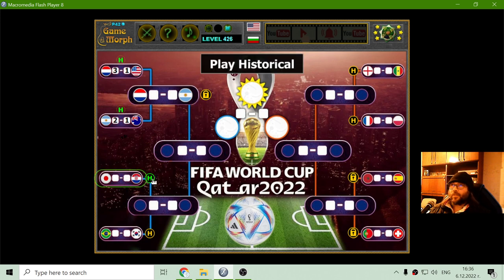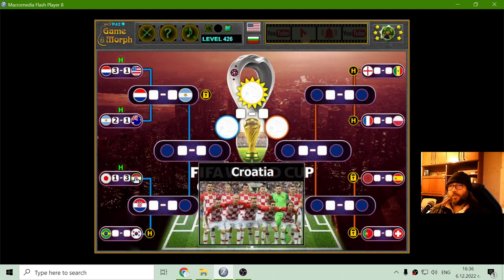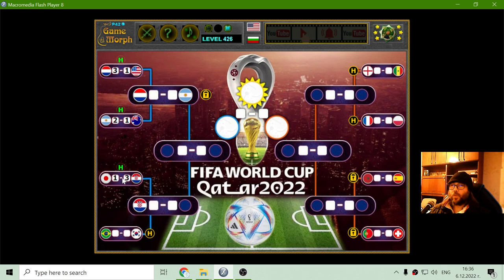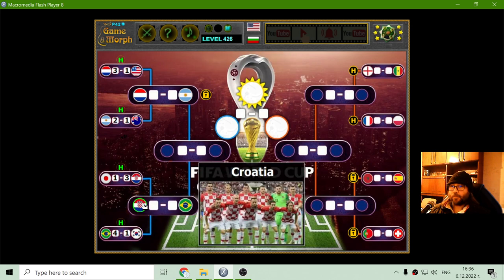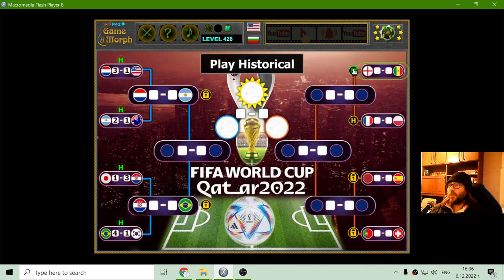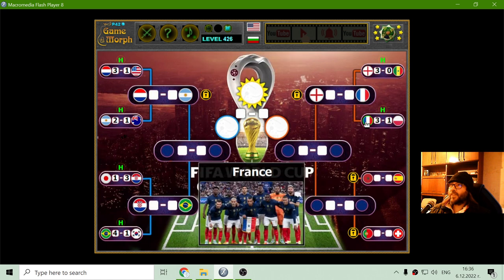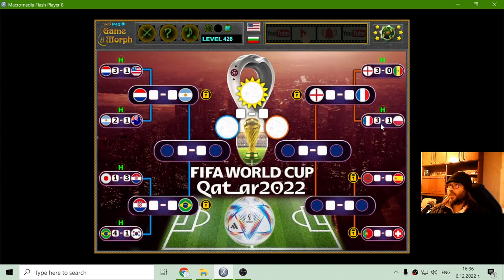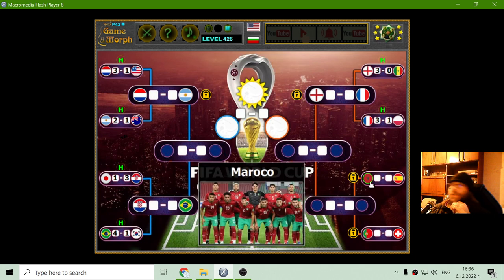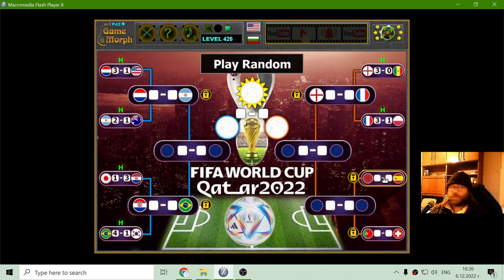But after this, now I will set the results that I have. That should be Japan losing against Croatia with 1-3, and Brazil won against South Korea with 4-1. And we have the next quarterfinalists. From the other side, England won against Senegal, and France won against Poland with 3-1. And the next results are unavailable yet. So I have these matches where I don't know the results yet, so I will play them random.